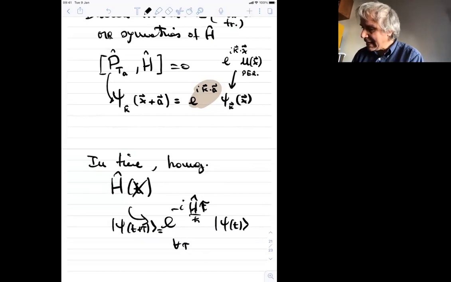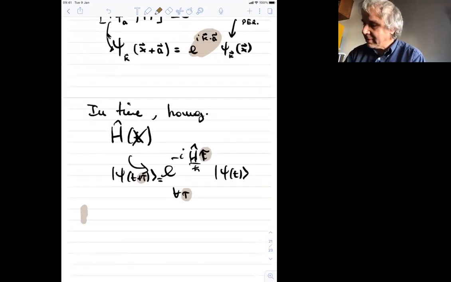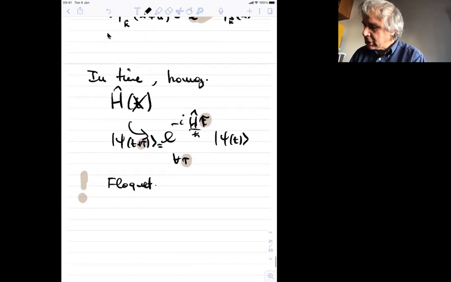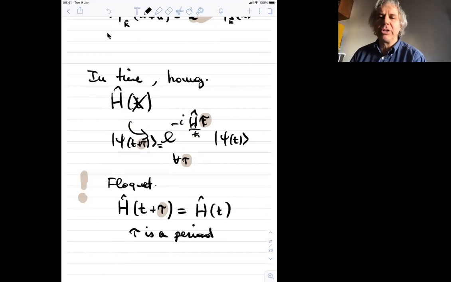So I can translate by any tau. On the contrary, the Floquet case applies in very specific situations. Suppose that I have a Hamiltonian that depends on time, but in a periodic fashion: H of t plus tau is equal to H of t. Then the Hamiltonian depends on time, but tau is a period. Then you can prove a few things about the evolution operator. There is a so-called Floquet theorem.